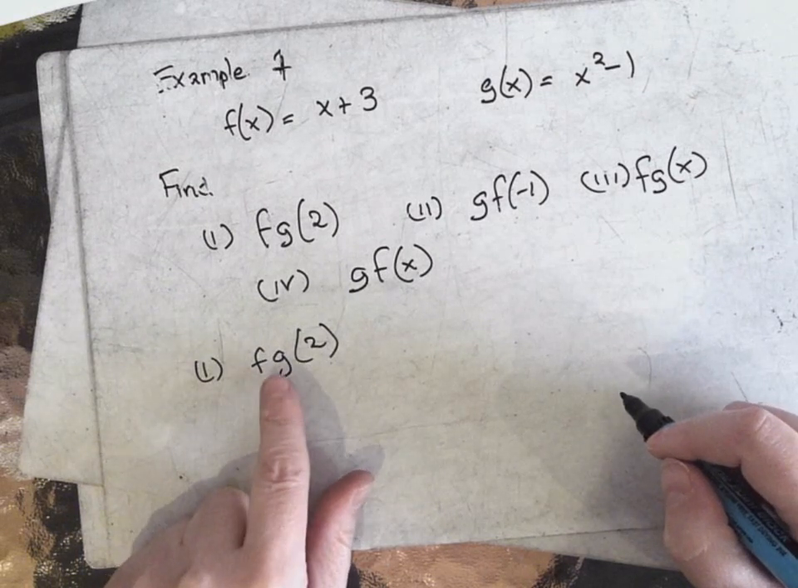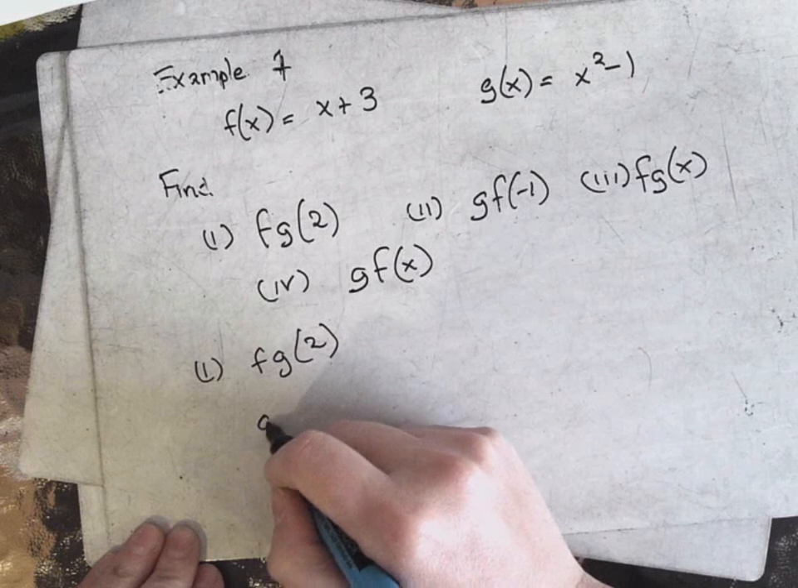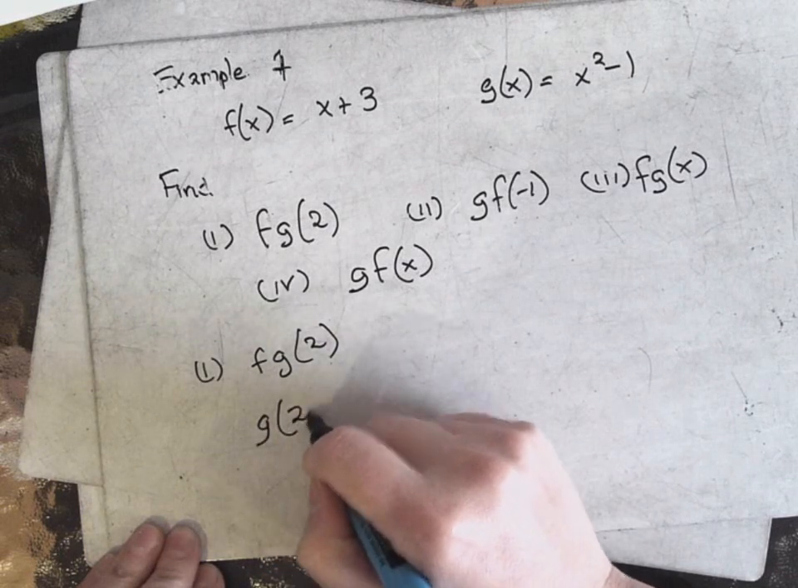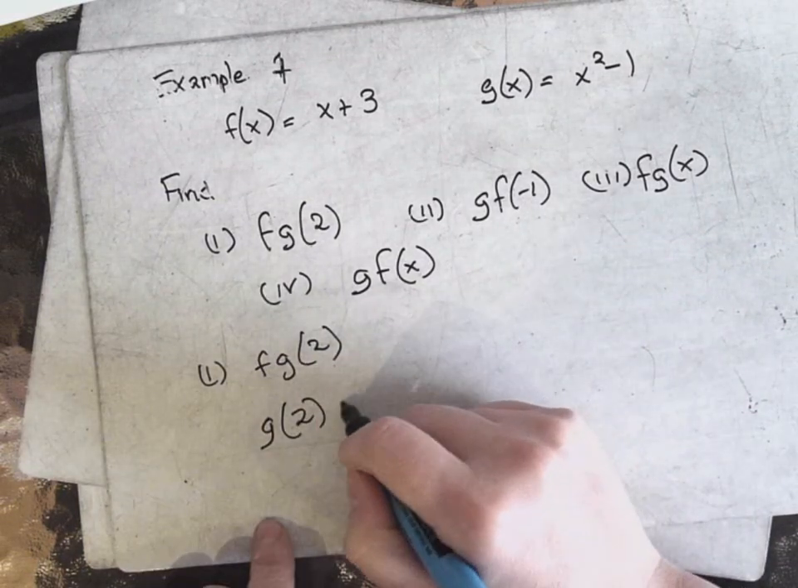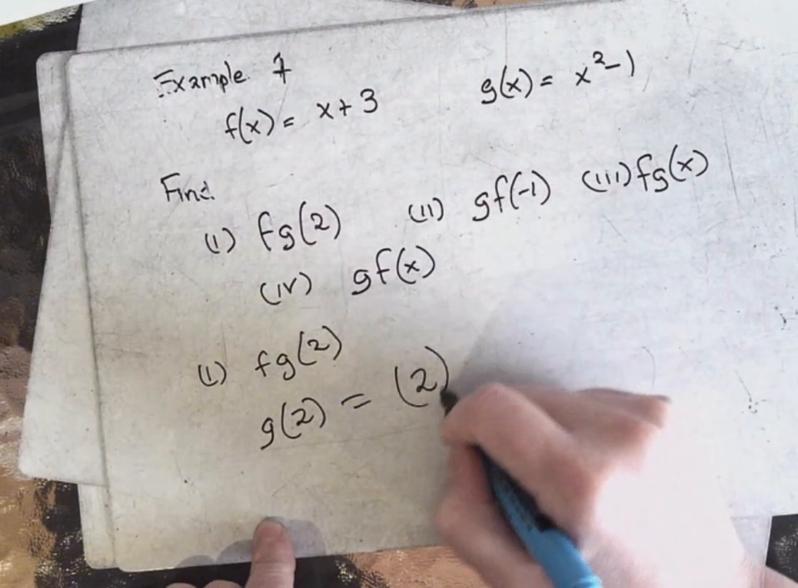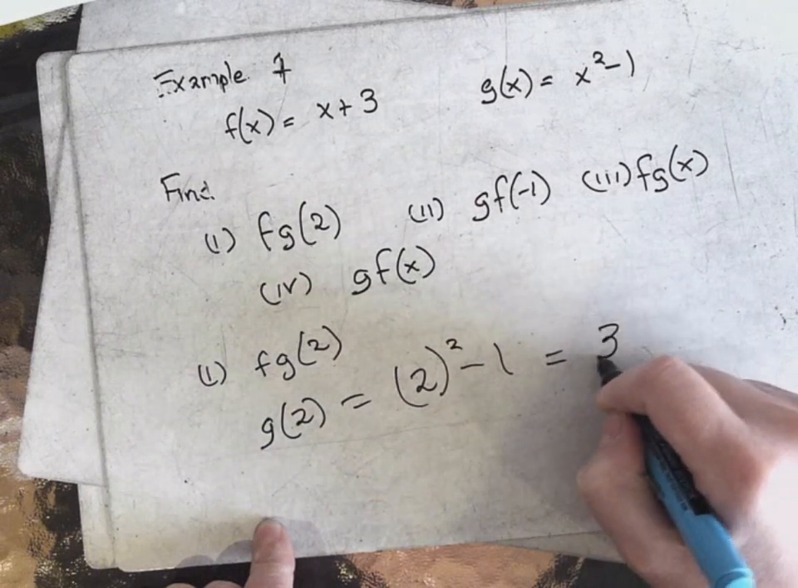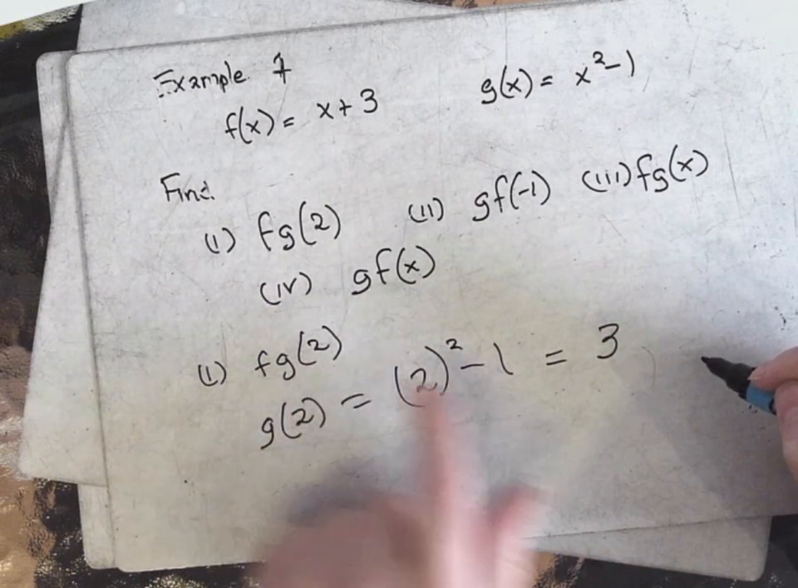It's f after g, so that means you do g first. Into g, everywhere I see an x, I put in a 2. So I'm getting g of 2 first. That'll be 2 squared minus 1, into the calculator, and you'll get 3. So I've done g of 2, the answer is 3.